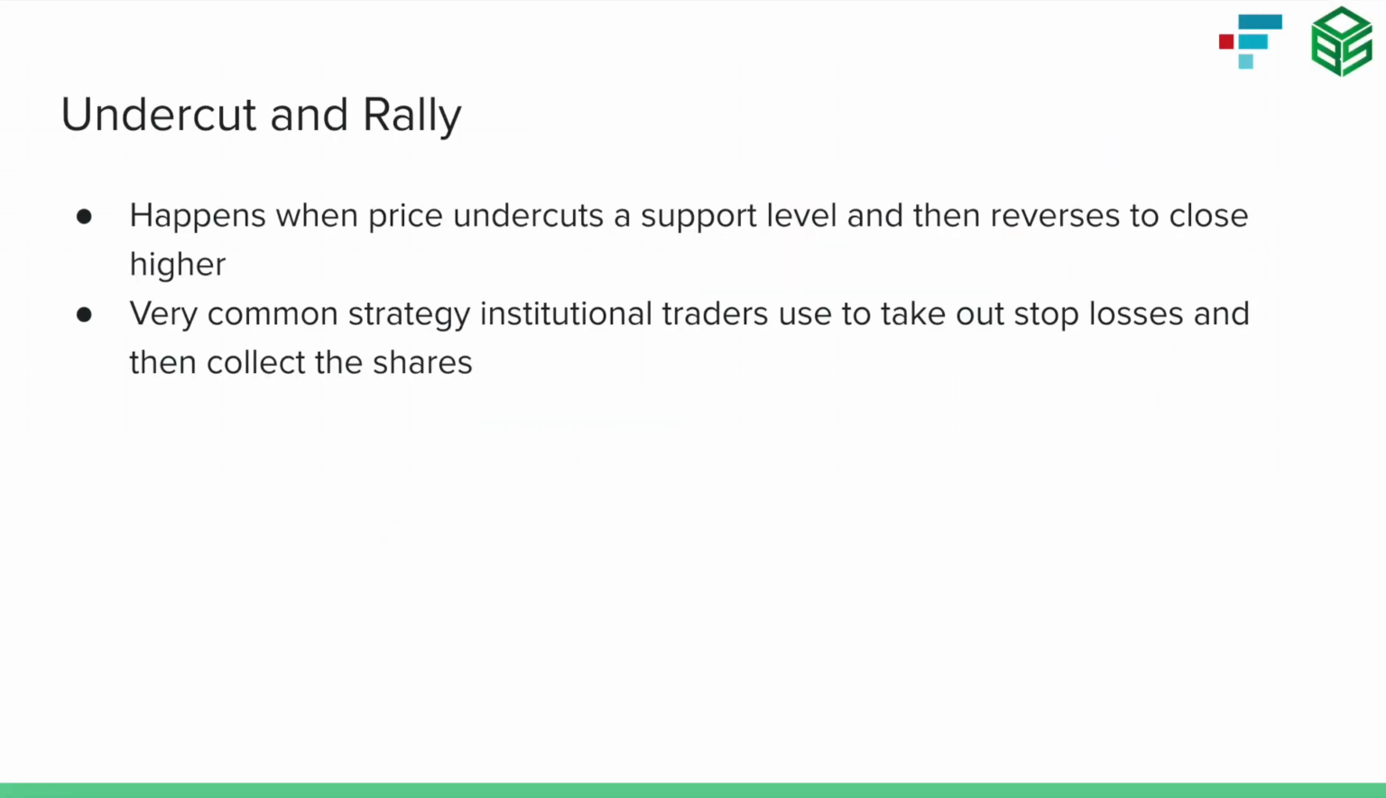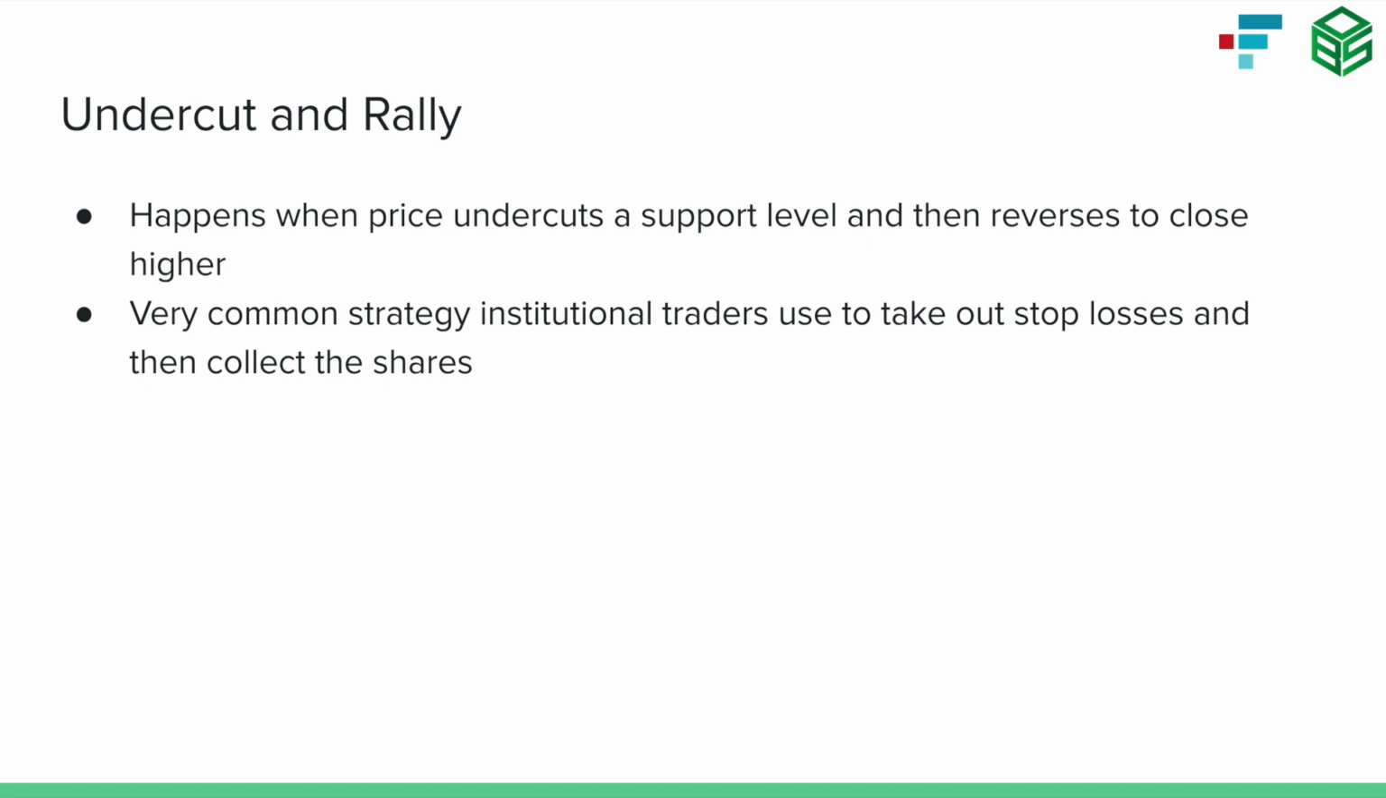So the last pattern I'm going to discuss is another trading pattern, not a basing pattern, and that is the undercut and rally, as I alluded to a little bit earlier. The undercut and rally happens when price undercuts a relatively important support level, but reverses to close higher back above that support level. And as I mentioned earlier, this is a common strategy that institutional traders will use to take out stop losses and then collect shares for relatively cheap.